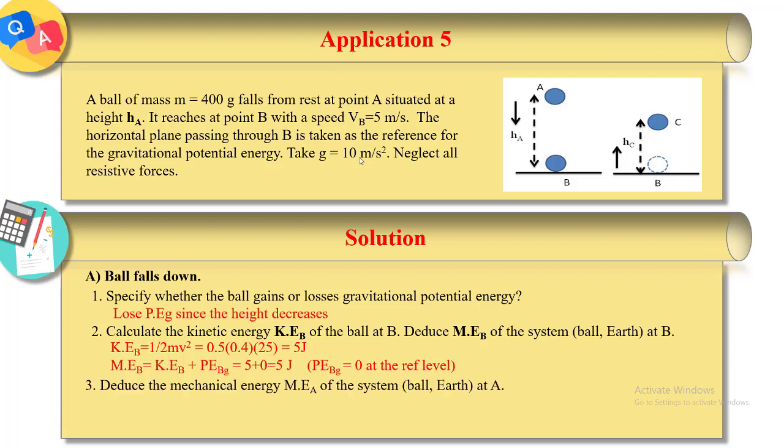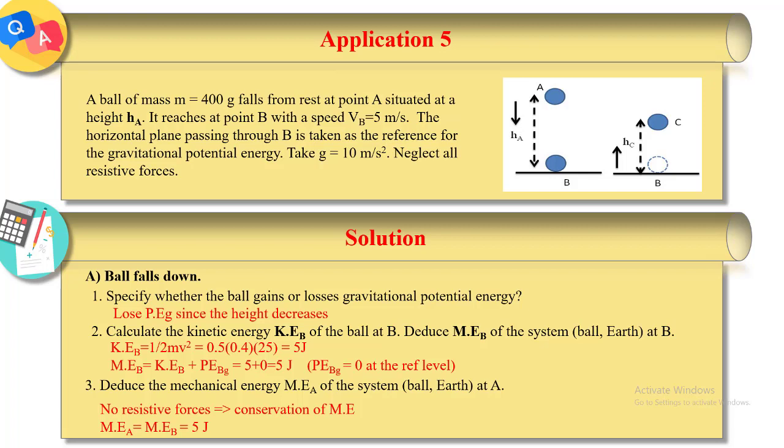The third question is to determine the mechanical energy of the system at point A. In the given of this exercise, the resistive forces are neglected. So the mechanical energy at point A is equal to the mechanical energy at point B due to the conservation of mechanical energy.